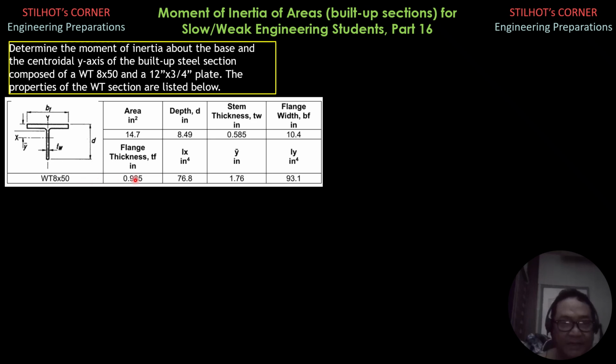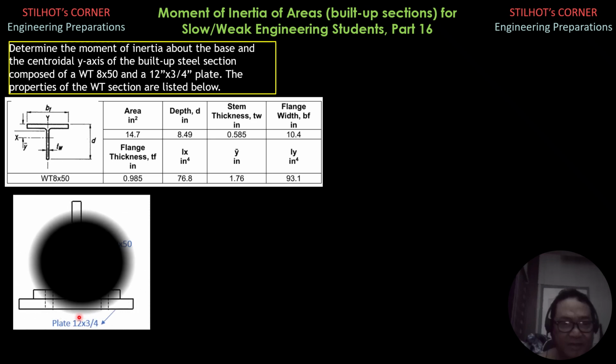Then the flange thickness. This is the moment of inertia with respect to the centroidal x-axis of the WT section, 76.8 inches to the fourth. Barred Y or YG of the WT section, the distance from the centroidal x-axis to the top edge of the WT section, is 1.76, and the moment of inertia with respect to the centroidal y-axis is 93.1 inches to the fourth.